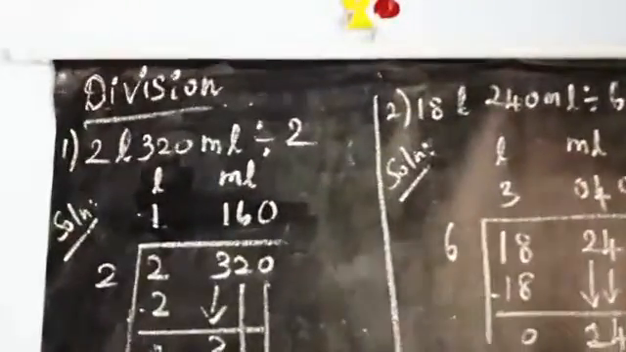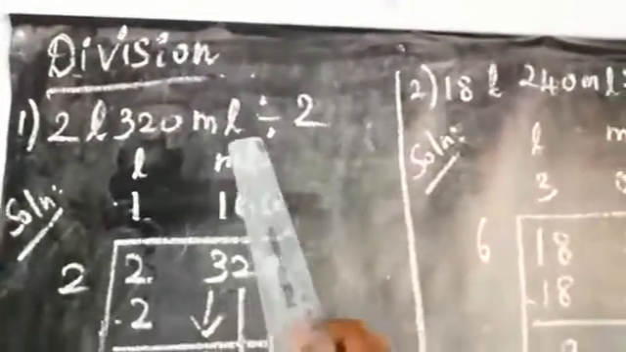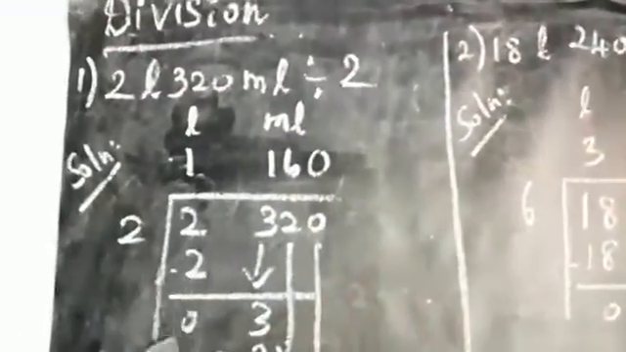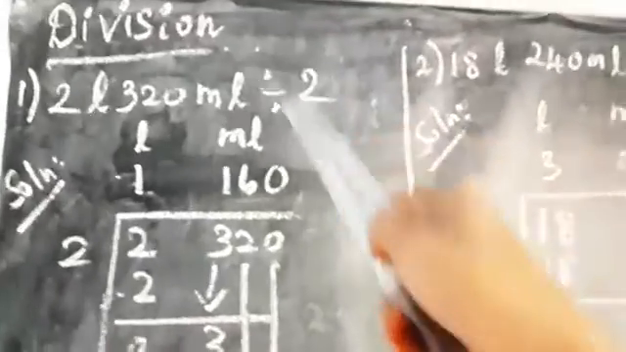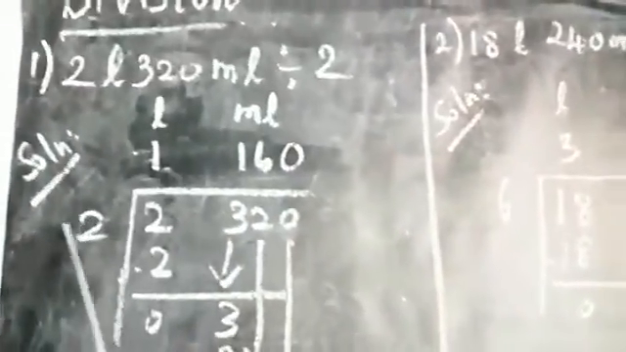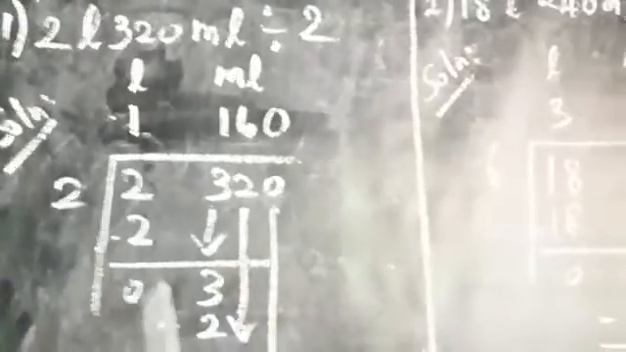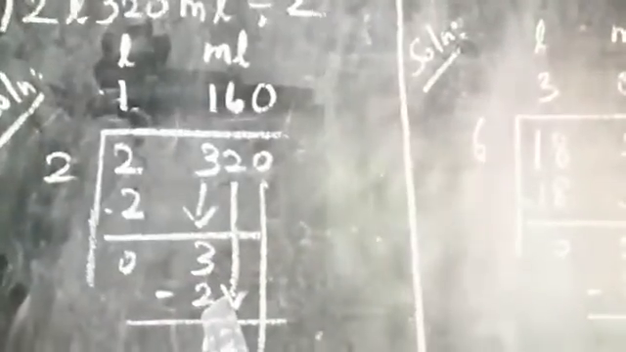Division in capacity. Look at the sum. 2 liter 320 milliliter divided by 2. Here liter and milliliter will be there. So now we can divide a simple one. 2 liter 320 milliliter, we can divide it by 2. So you have to write the number 2 in the divisor. Do you know the 2 table? 1 2s are 2. Now we can subtract, 0. Now we can bring down the 3. 1 2s are 2. Now we can subtract, 3 minus 2, 1. Now bring down the 2.